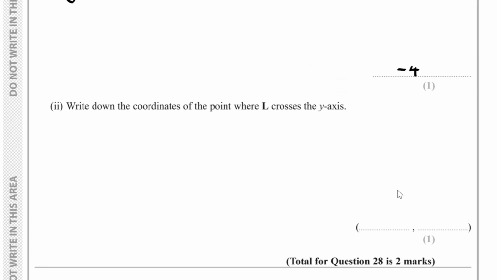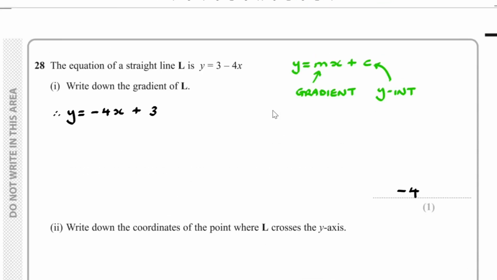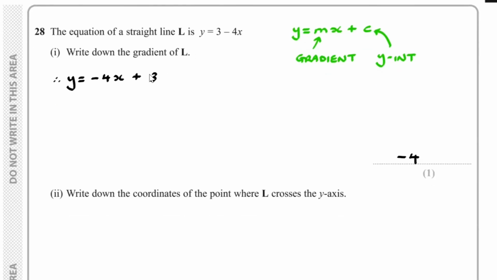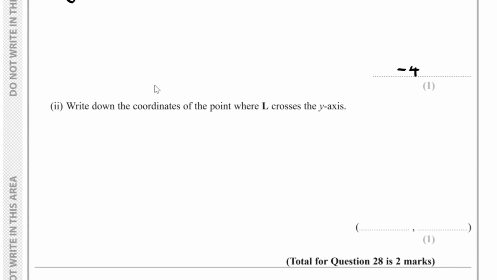Then we have to write down the coordinates of the point where L crosses the y-axis. Well, that's the y-intercept. The y-intercept is 3, and so where it crosses the y-axis, the x-coordinate will be 0, but the y-coordinate will be 3. And so the point where it crosses the y-axis is (0, 3).